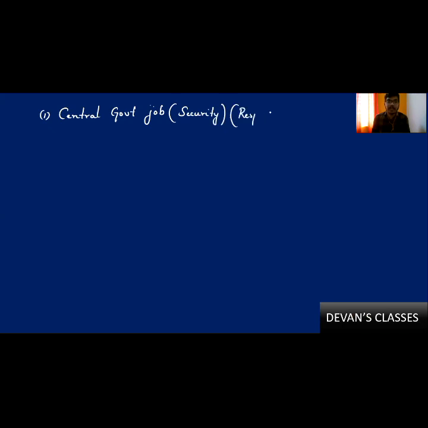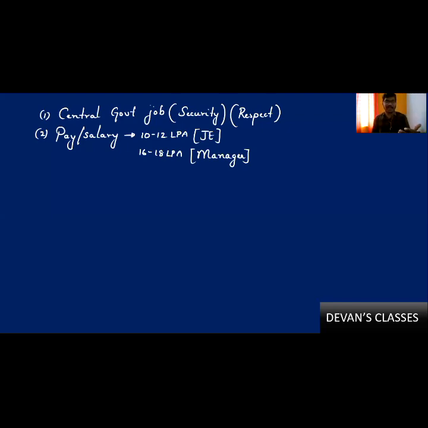And the second important thing that we can vouch for while applying for this job is the pay or salary is really, really handsome. You will be getting a handsome salary of close to 10 to 12 lakhs per annum if you apply for the position of junior executive, and 16 to 18 lakhs per annum if you apply for the position of manager. So what is junior executive or who is manager? What kind of things that we need to prepare?